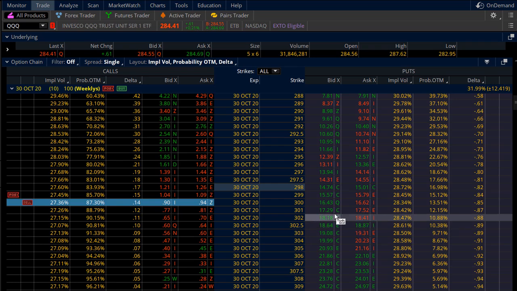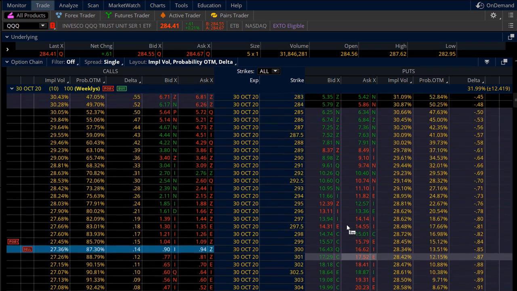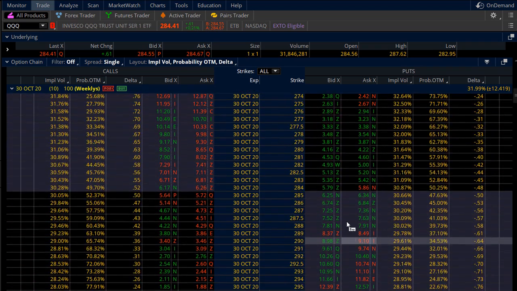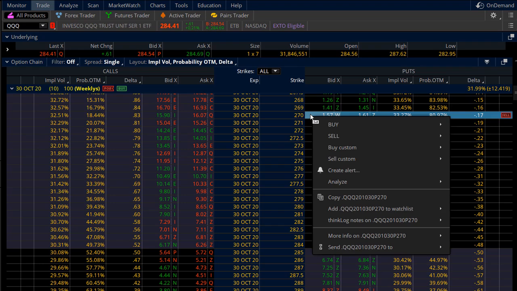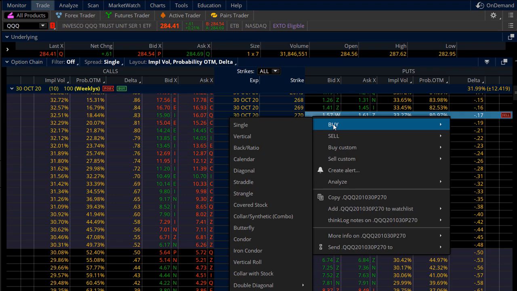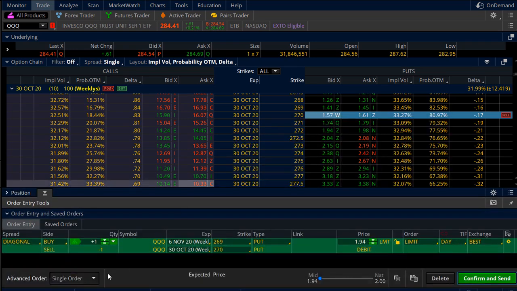So in this case, we can see that the QQQ price is around 284. And so we want to drop down and buy the 280, and sell the 270. So we go up here, and once again, counterintuitive, I know, we're going to sell the 270, but we're going to hit the buy button here. We're going to go once again over here. We're going to hit diagonal. And what do you know? This bottom leg is correct.